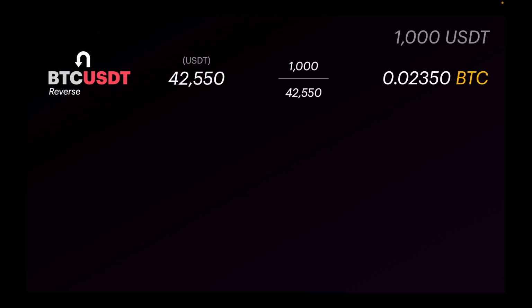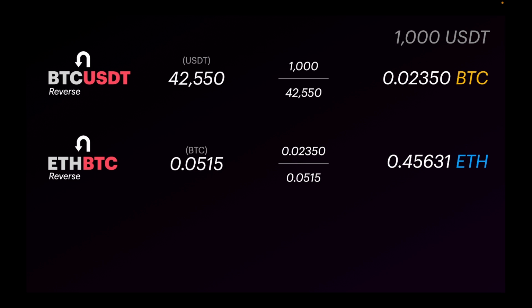And I've got 0.02350 Bitcoin. I got that from the last trade. So that now comes into play. And I divide that by the price now of ETH BTC. And that means I end up right now with 0.45631 ETH. So in other words, my $1,000 has bought me 0.45631 ETH.